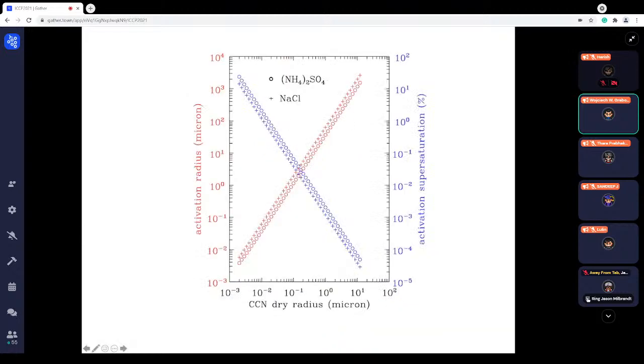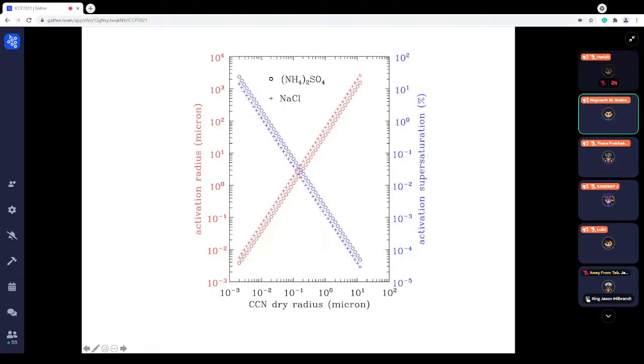Let me start with some very basic background. If you look at the CCN dry radius, the supersaturation activation in blue, and the activation radius, this is very much 101 cloud physics, if you like. The smaller the CCN dry radius, the higher the supersaturation activation, and of course, the smaller the size.